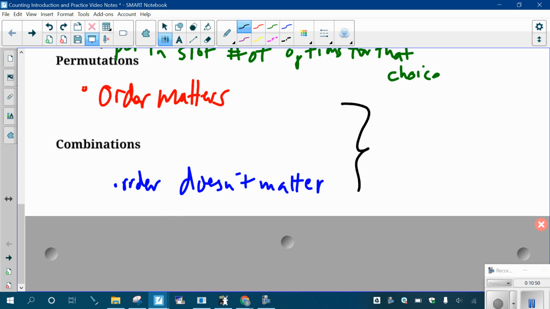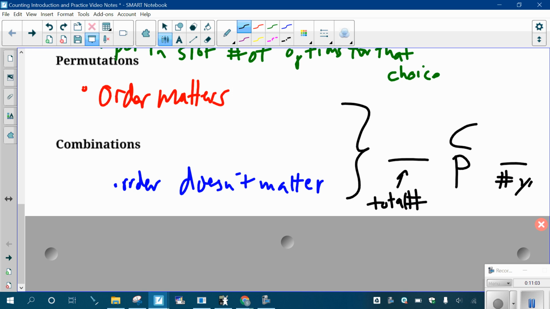Both of these things have the same format. Whether you use a C or a P just depends on the order. Here you put the total number, and here you put the number you're choosing. Sorry, it's really sloppy. Okay, and it always works like that, and they're right next to each other on the calculator too.